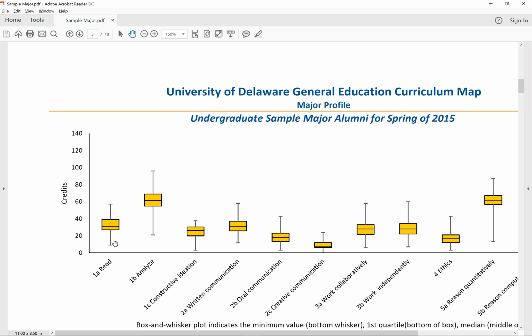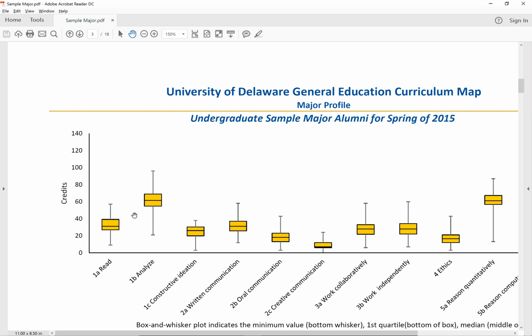The bottom whisker is the minimum number of credits among these students. The bottom of the box indicates the 25th percentile. The line in the middle of the box is the 50th percentile, or the median, and the top of the box is the 75th percentile. The top whisker is the maximum. The whiskers may be outliers, so I recommend focusing on the boxes. That's where half of your students are.